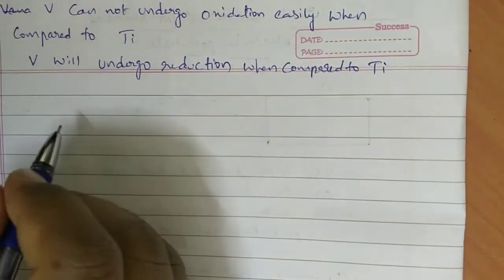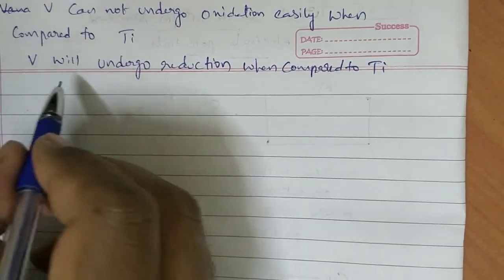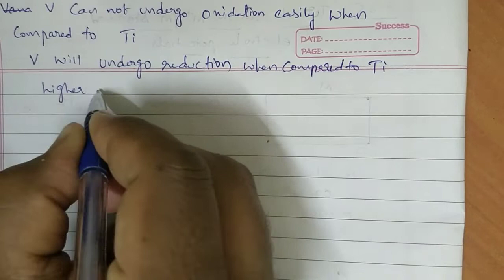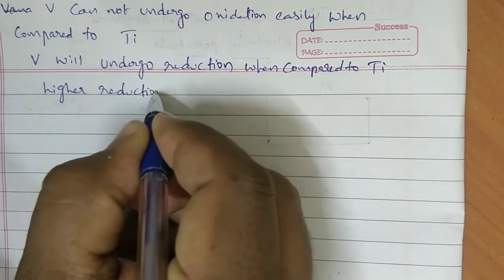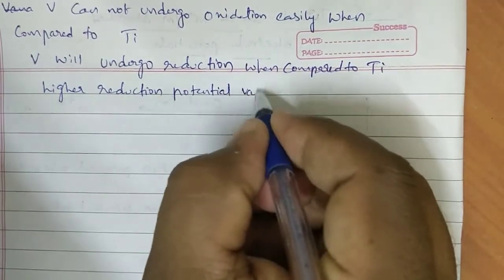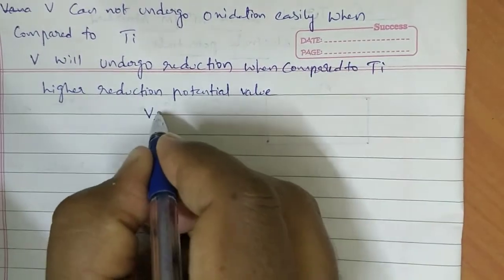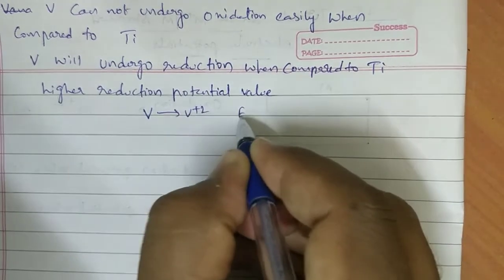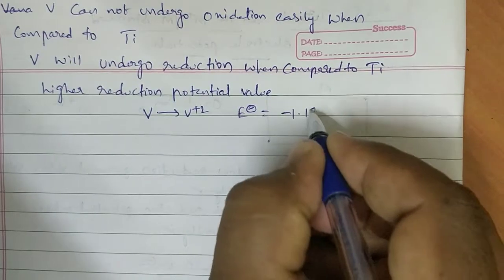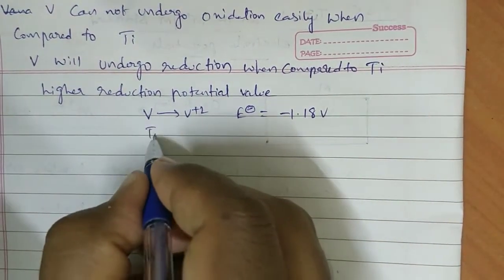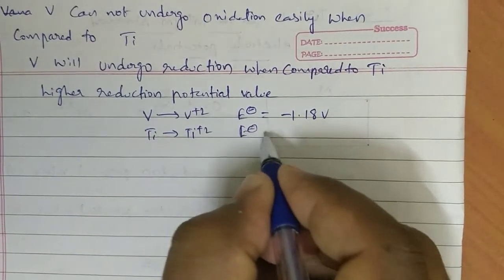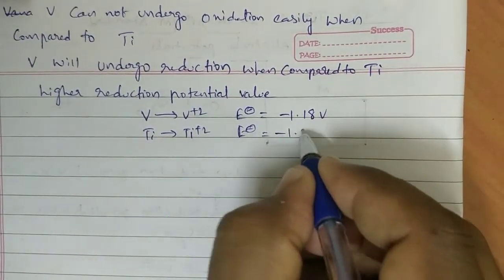Correct? According to our electrochemistry, which one will undergo reduction? Which one has higher reduction potential value? So vanadium conversion E0 value is equal to minus 1.18 volts. Titanium conversion E0 value is equal to minus 1.63 volts.